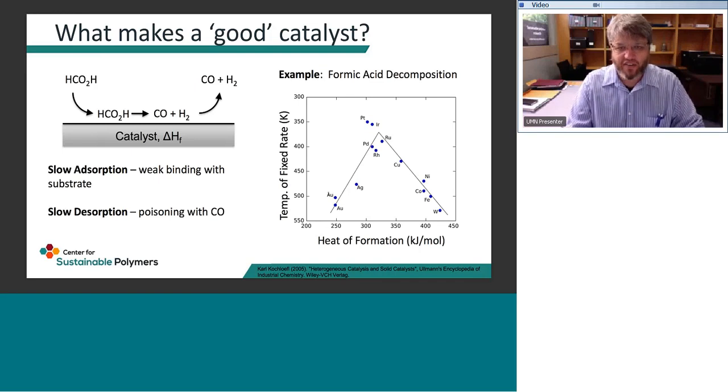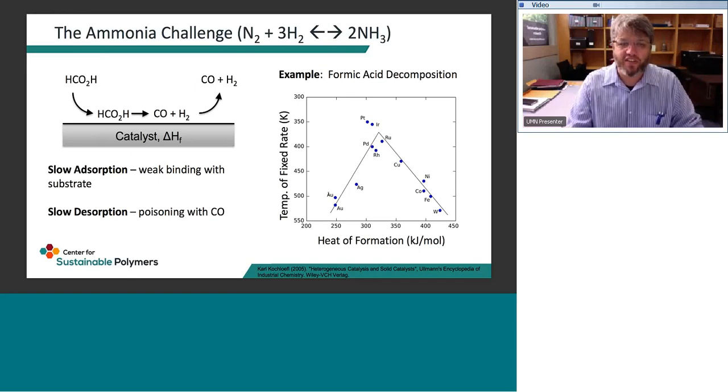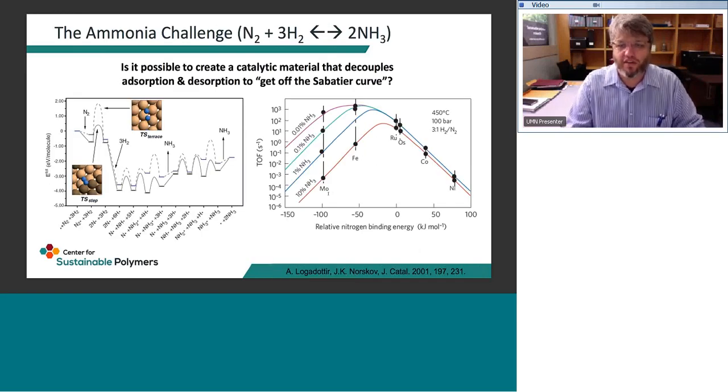Now that's a very simplistic kind of interpretation, but it shows up in many different systems, including some very important ones. Right now there's a huge focus on making ammonia both as an energy storage material for storing hydrogen and energy, but also for fertilizer and many other applications. And so there's a big effort now to see, can we enhance the rate of reaction to synthesize ammonia.